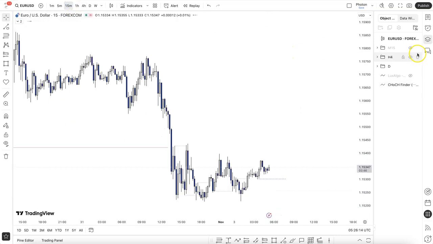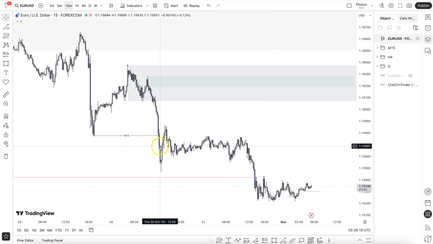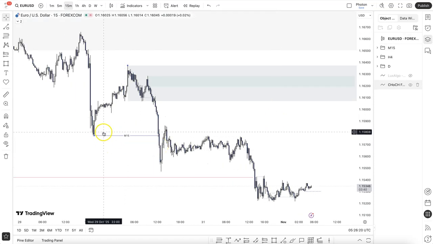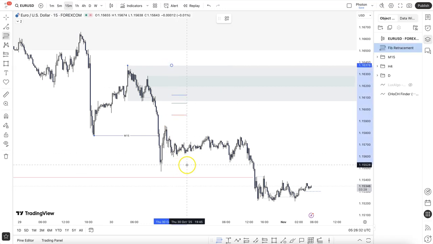Going on to the M15, which is also very well aligned with the bearish overall structure that we're looking at. So we had a break of structure here. After that, we expect a pullback. Was this pullback deep enough? No, not for me, because I would like to see at least a 50% pullback that happens.